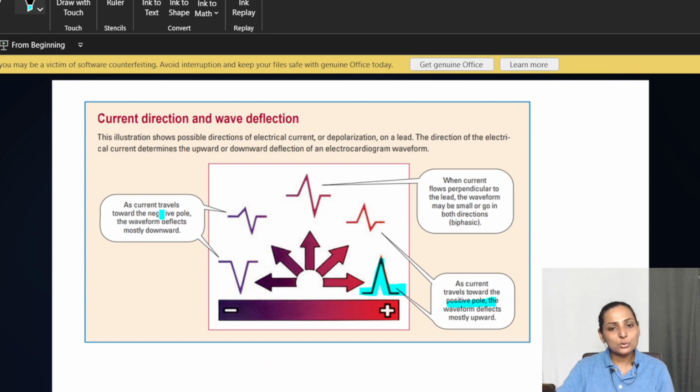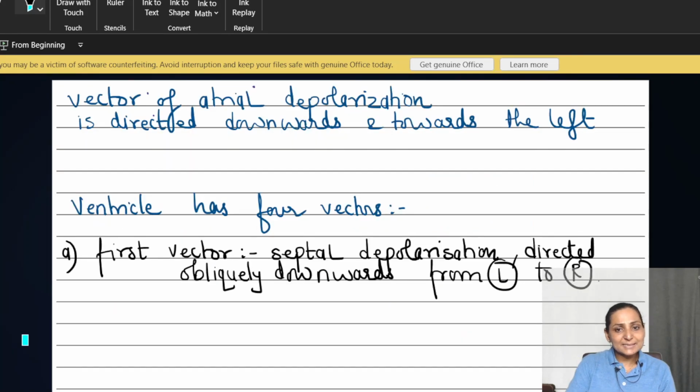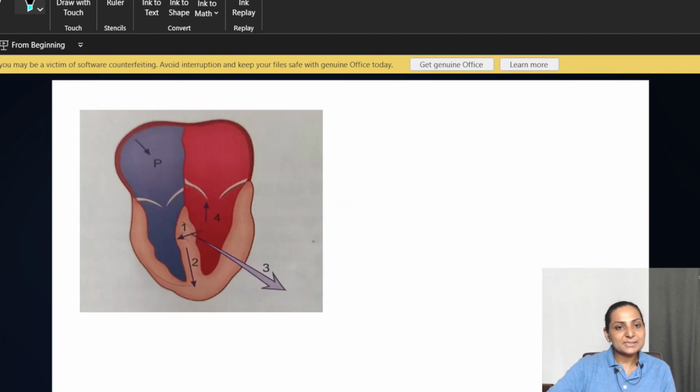When the current flows towards the negative pole, you are going to get a negative deflection. But when the current is flowing perpendicular to the lead, you will get this biphasic response, right? Now let's add vectors to this. So you can see this is the beautiful diagram which is showing us the various vectors, right?